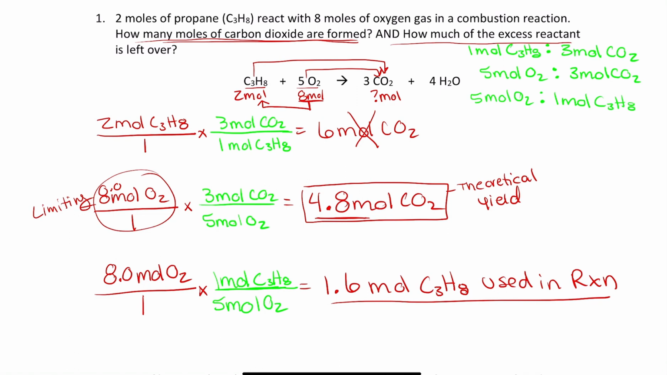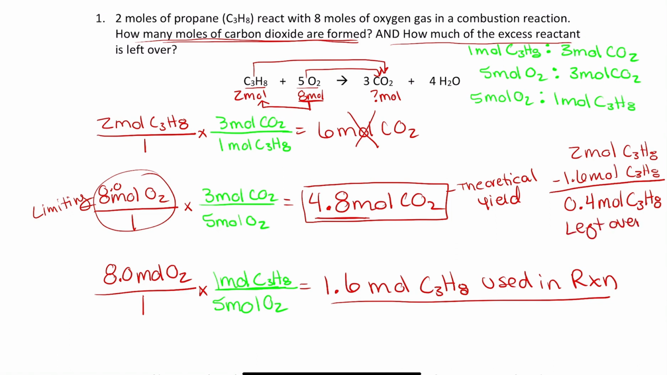If I started with 2 moles of propane and I used 1.6 moles, I'm just going to subtract that from what I started with. That means I have 0.4 moles of propane remaining, or left over. This right here is the answer to the second question.